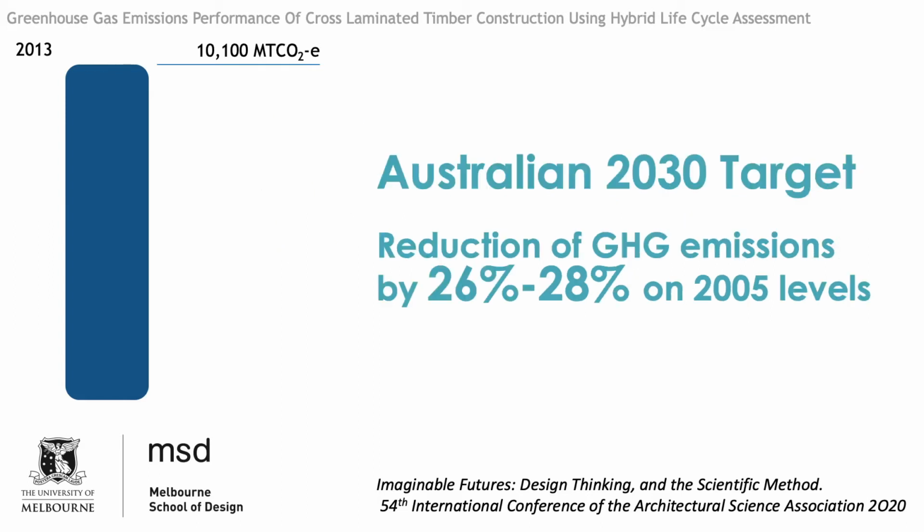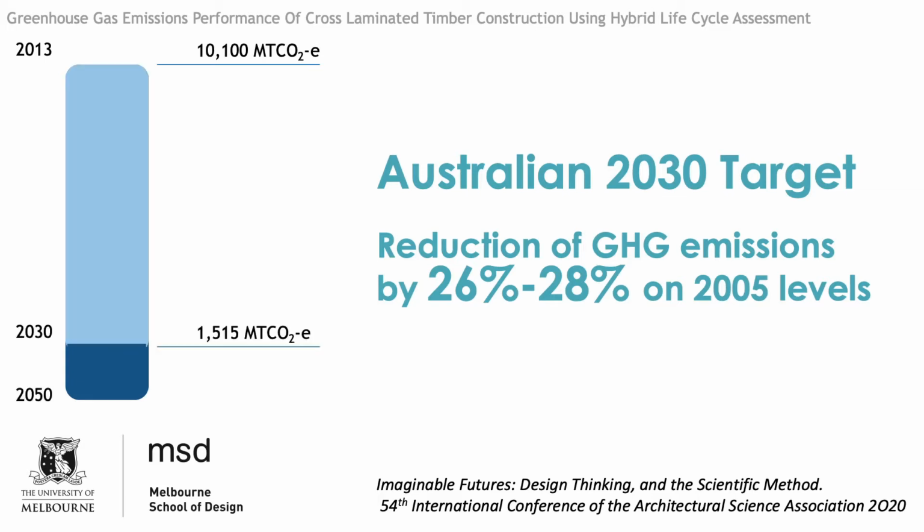With a national 2030 target of reducing greenhouse gas emissions by only 26 to 28% on 2005 levels, Australia will spend about 85% of its budget by 2030, leaving very little emissions available for the following 20 years.